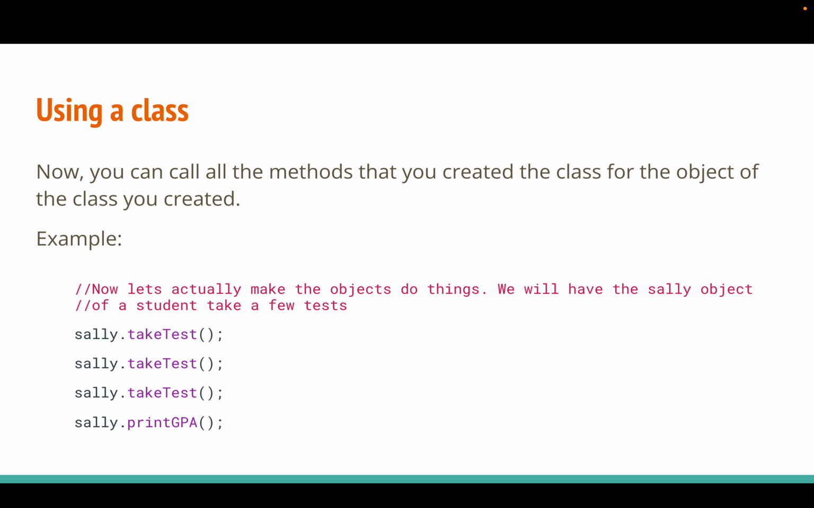Now let's talk about how we use a class. You can call all the methods you created in the class for the object of the class you created. So for example, I can call sally.takeTest, sally.takeTest, sally.takeTest, and finally sally.printGPA. The GPA is going to be calculated based on the value of the GPA variable inside the Student class, specifically related to the instance of Sally. So Sally may have a different GPA from a different student. That's why they're called instance variables: after each instantiation of that class, that object is going to have unique instance variables whose values may be different depending on the object.